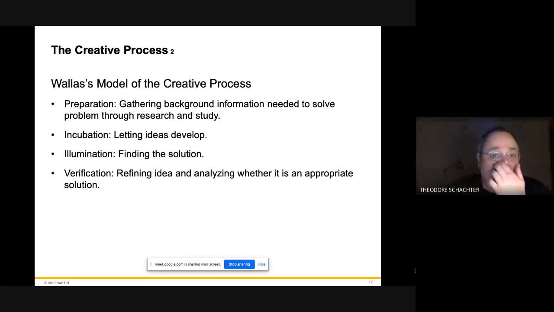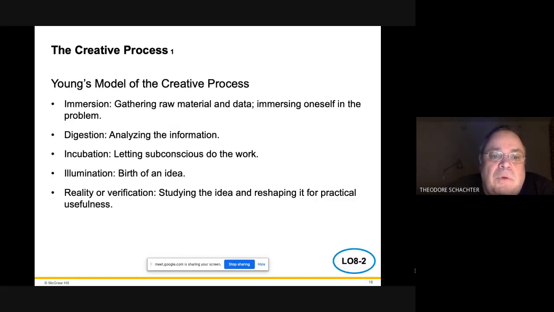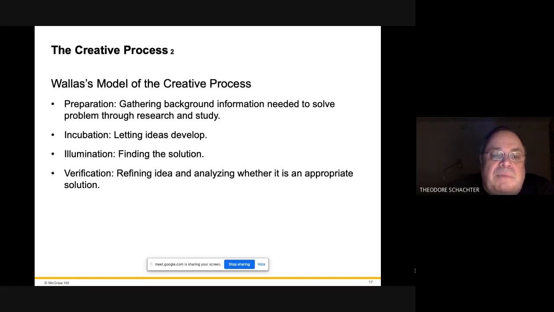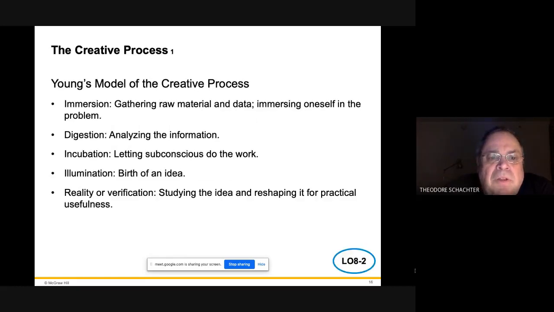So Young's model had those 5 steps. Wallace's model has only 4 steps. And the difference is only that preparation is the first step, which brings together immersion and digestion. Everything else is the same: incubation, illumination, verification. So if you see the word preparation, you know it's Wallace's. If you see the word immersion or digestion, it's Young's. Both of these will be on a quiz and or final exam.